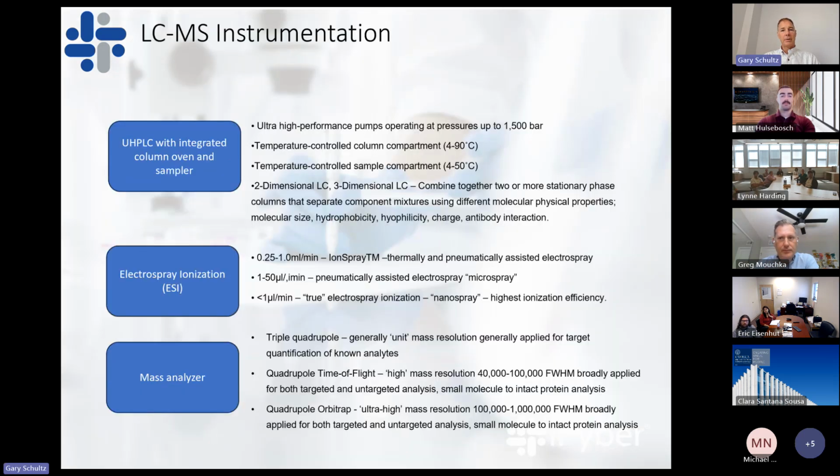In the last 10 years, there have been significant advancements in system performance for UHPLC integrated with mass spectrometry, particularly with the development of pumps that can operate at pressures exceeding 1500 bar. What that enables us to do is to use smaller and smaller particles, which improve separation efficiency, and I'll get into the details of that in some of the subsequent slides.